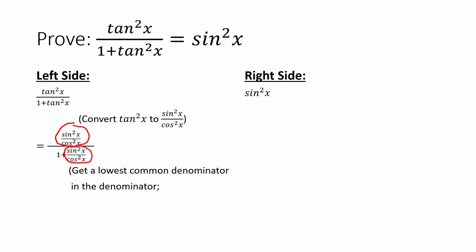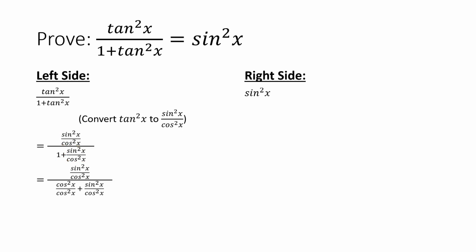Now, I see an opportunity in the denominator there to add 1 to a fraction, which means I'm going to get a lowest common denominator. So 1 over 1 and sine squared x over cos squared x, my lowest common denominator will be cos squared x. So I change 1 to cos squared x over cos squared x, and now this is what we've got. Now, I look in this denominator and I say to myself, hey, I can add those two fractions together because they have the same denominator. And I'm going to end up with cos squared x plus sine squared x over cos squared x.